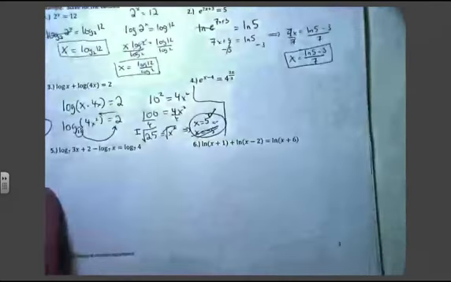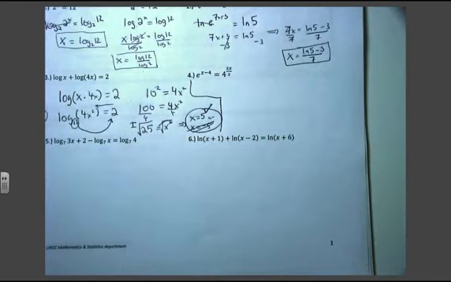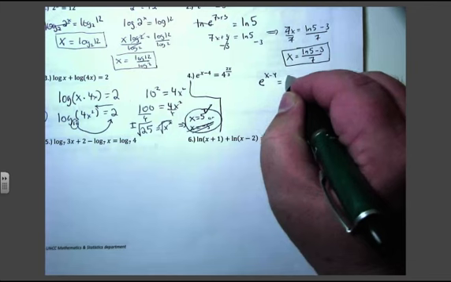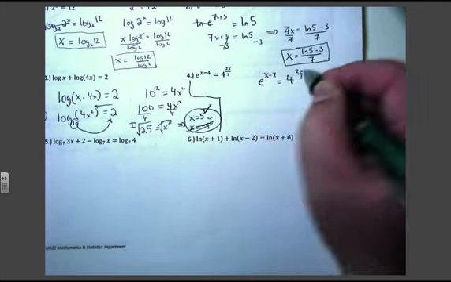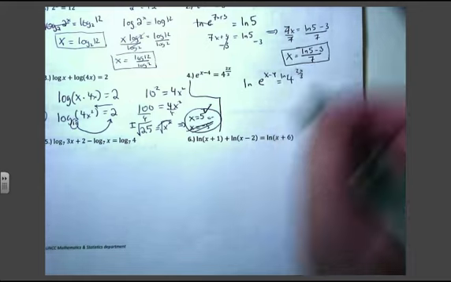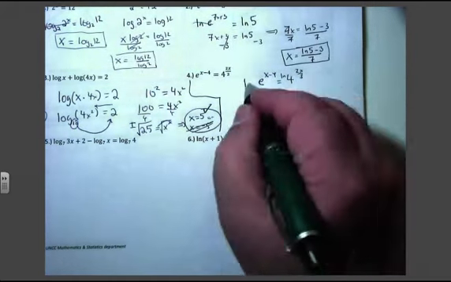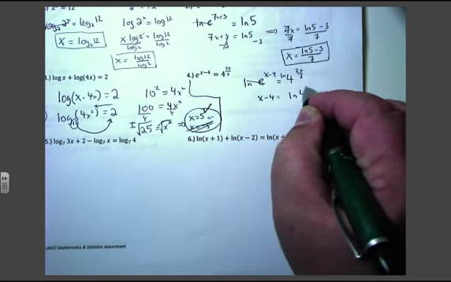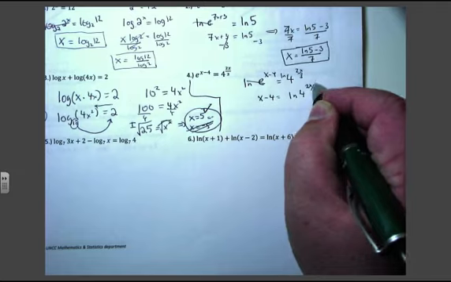So in this particular problem, I've got e raised to the x minus 4 equals 4 raised to the 2x divided by 3. What log will I use to bring down this exponent? Because I see an e in this problem, I'm going to use the natural log. I'm going to take the natural log of both sides. The natural log and e cancel and bring down my exponent. x minus 4 is equal to the natural log of 4 raised to the 2x divided by 3.